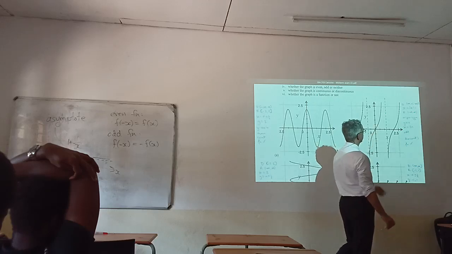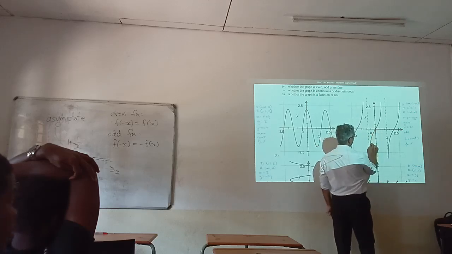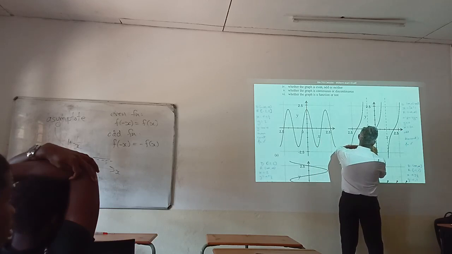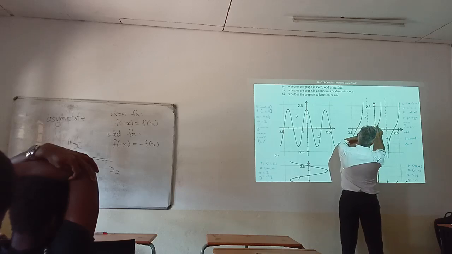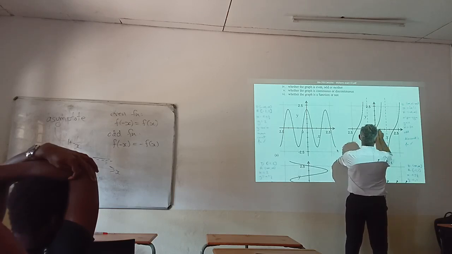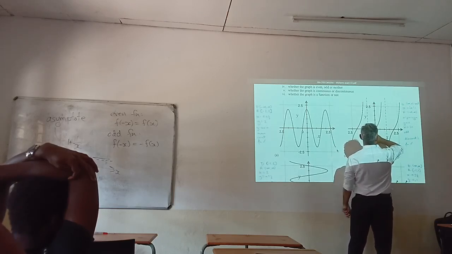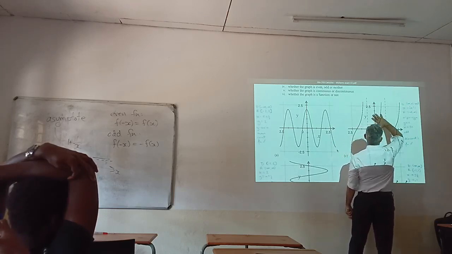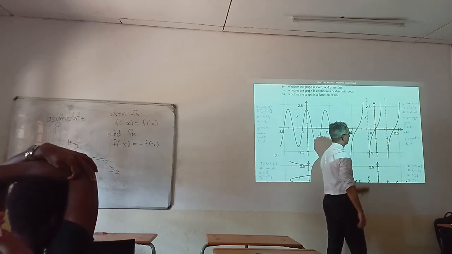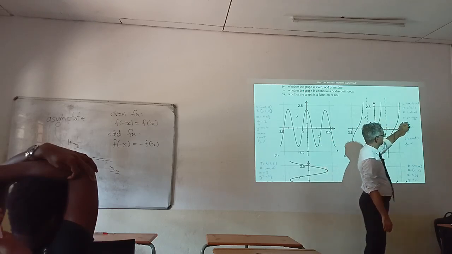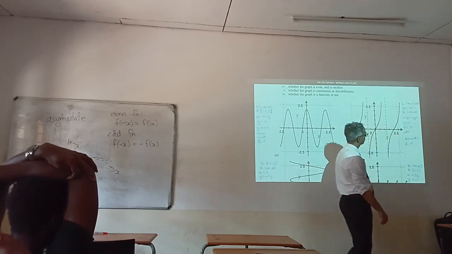This one is symmetric about the origin. If I take this point and I go to the origin and the other side, I find the same curve. If I'm here and I go across the origin, I find the same point. If I'm here and I go to the origin the same distance, in the same direction, I'm always touching the line. So that makes it symmetric about the origin.